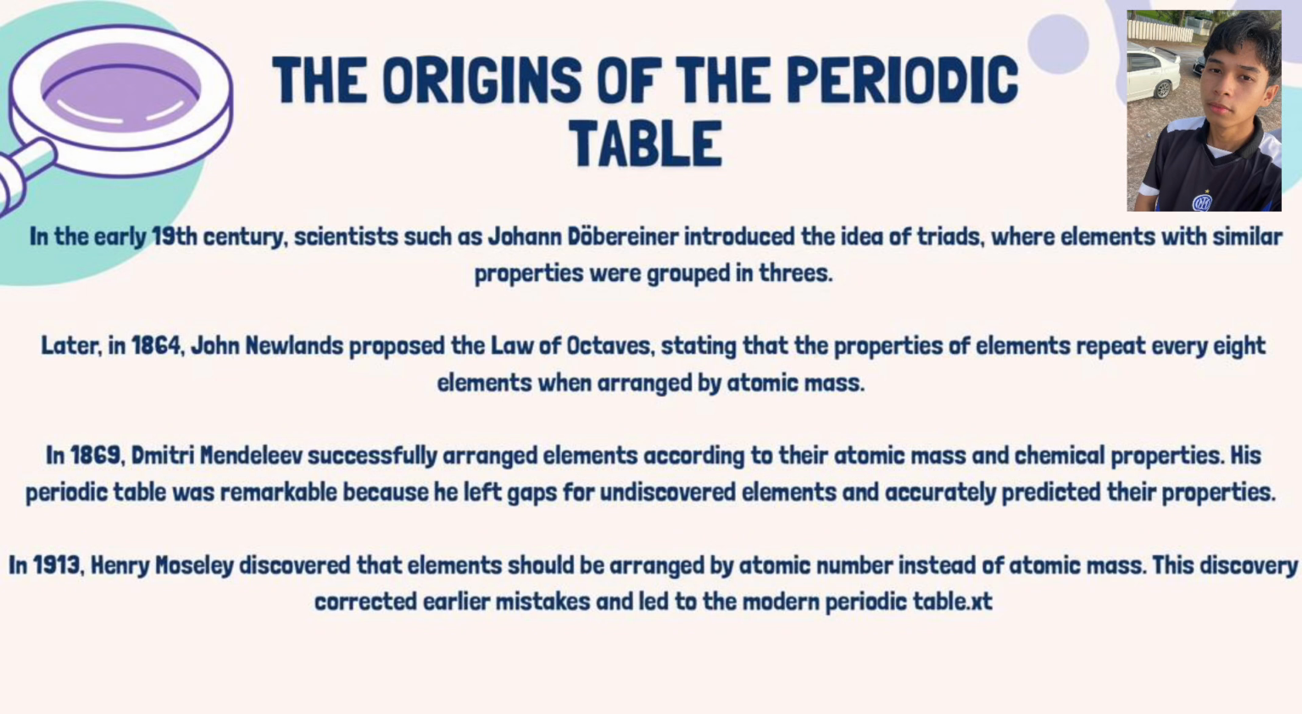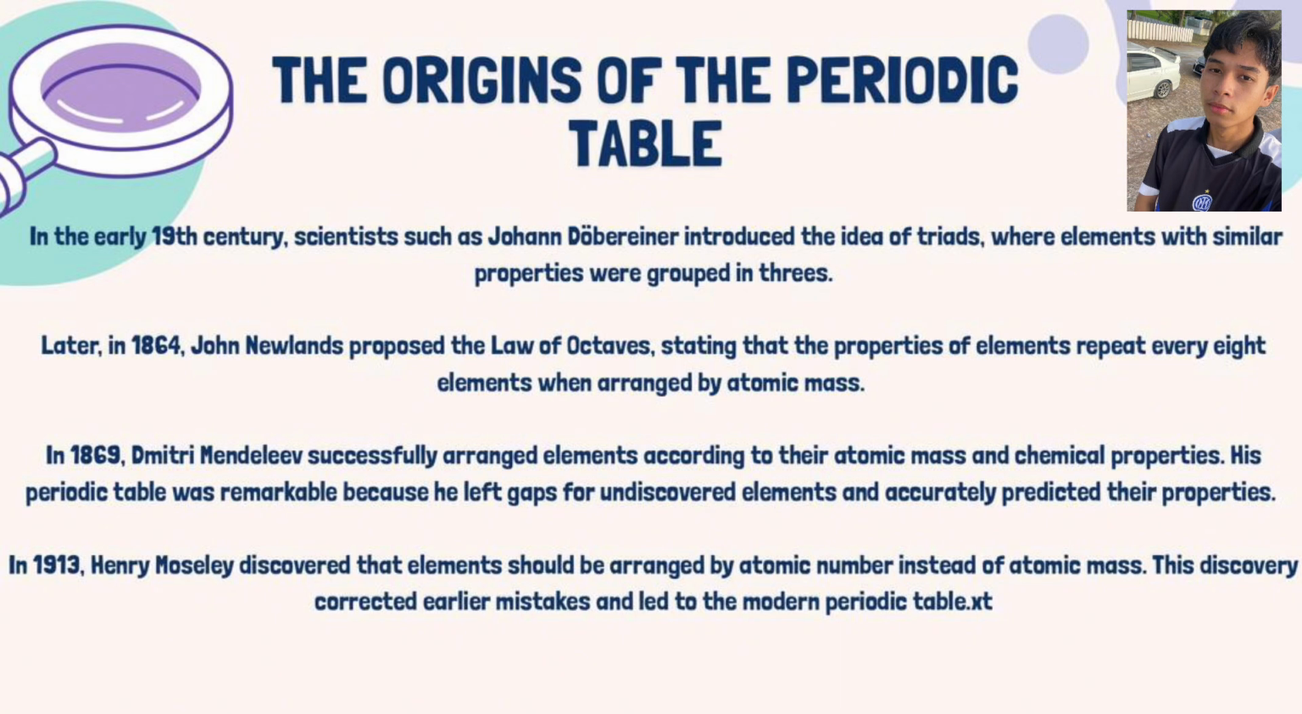In the early 19th century, scientists such as Johann Dobereiner introduced the idea of triads, where elements with similar properties were grouped in threes. Later, in 1864, John Newlands proposed the law of octaves, stating that the properties of elements repeat every eighth element when arranged by atomic mass.